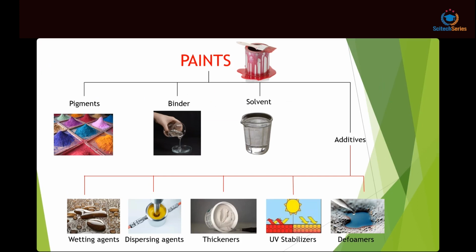Then thickeners. Now you can see this paint is not sagging because it's just like a thick paste, so we put in thickeners to increase the thickness. The other thing is UV stabilizers, because the sun's light can deteriorate the color. UV stabilizers give resistance to the sun's UV light. Defoamers are normally put in to reduce bubbles coming out of the paint.